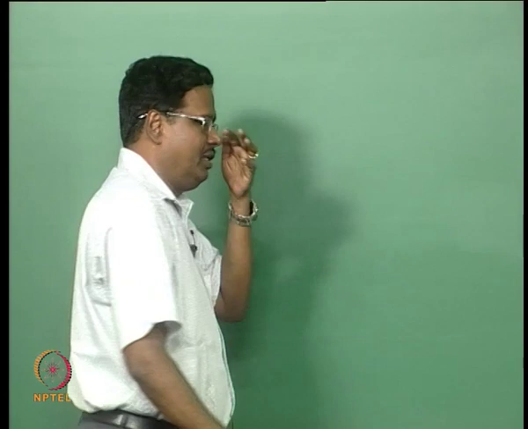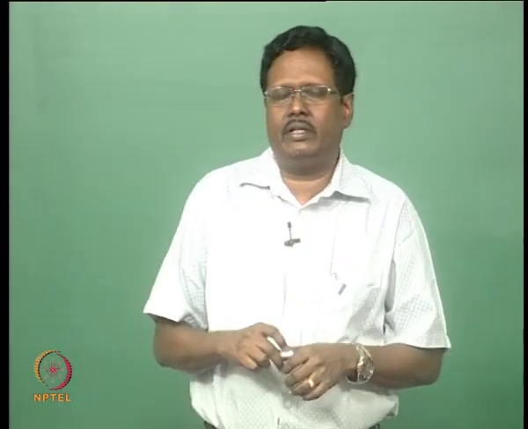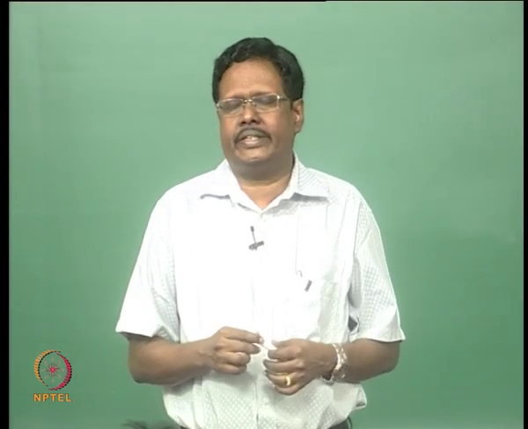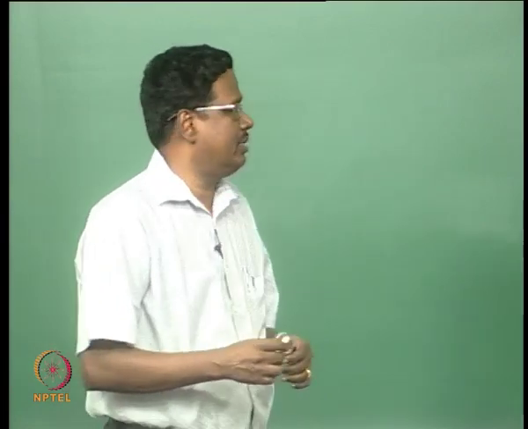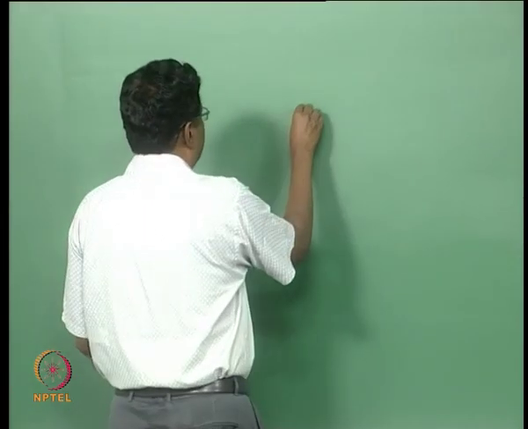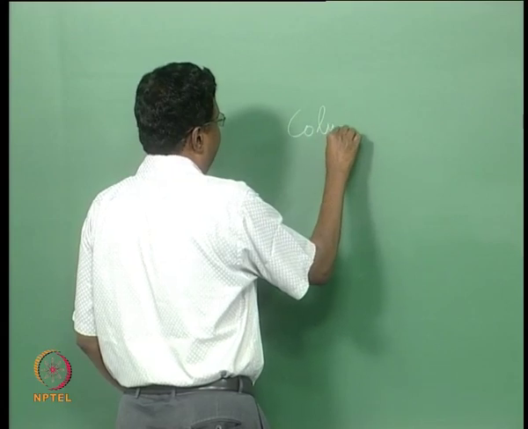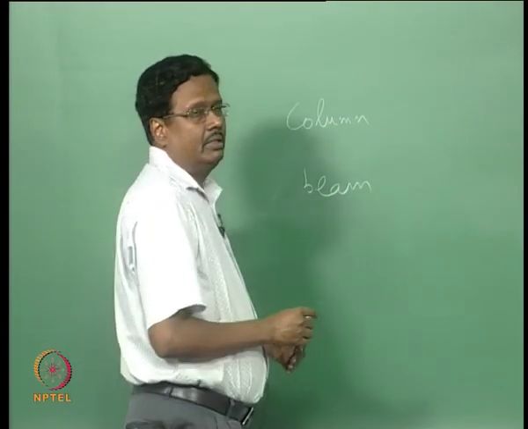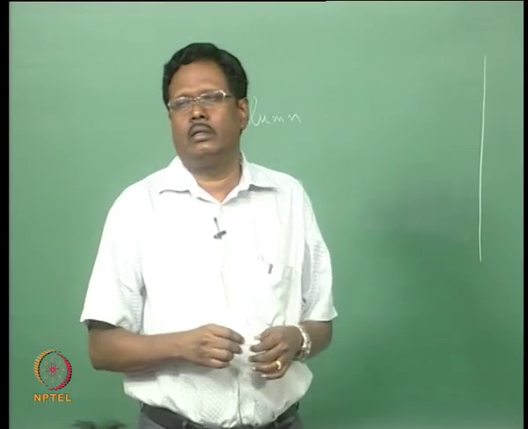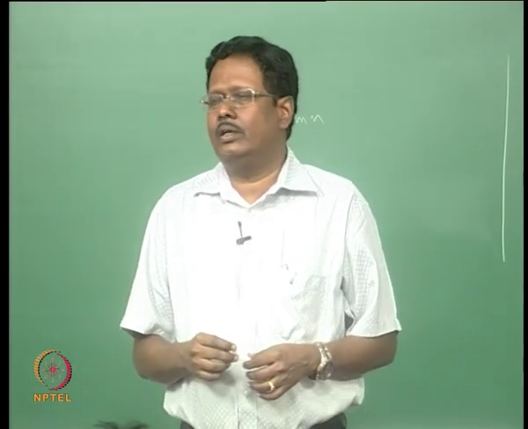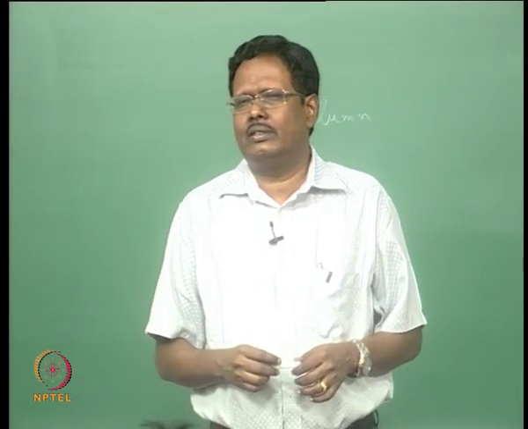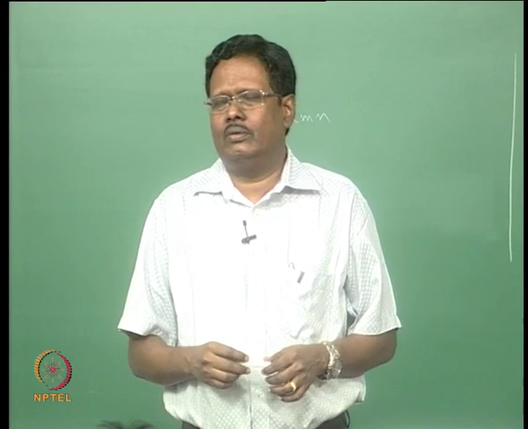So, if you want to be a good engineer, you should know how the failure will take place. There are basically two types of structures in civil engineering: one is called a column, another is called a beam. What is the difference between a column and a beam? A column takes vertical load, axial load. What is a beam?